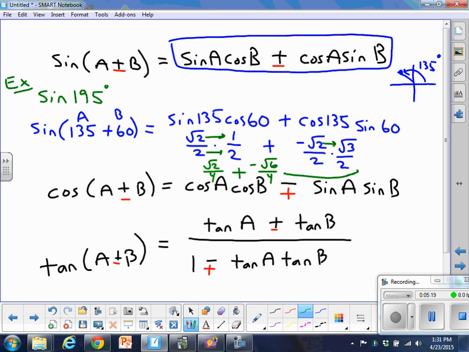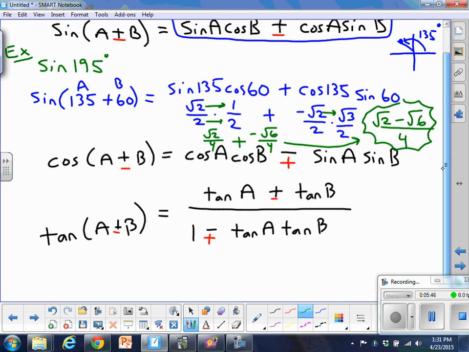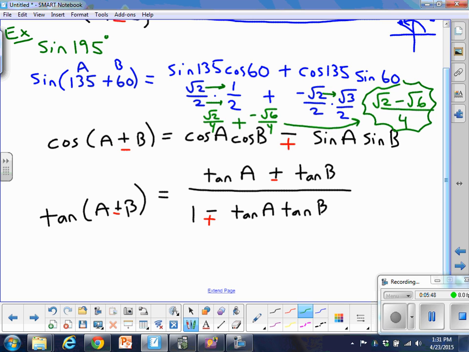Okay, so I had some people leave it that way, which is fine. Or you can just kind of combine them into one fraction. They do have a common denominator of 4, and the numerator is root 2 plus negative root 6, which is really just root 2 minus root 6. Okay, and that would be an exact value for the sine of 195. Okay, if you need a cosine, it would be very similar. You can just follow the format for cosine a plus b. I'll show you the tangents a little bit different just on the simplification.